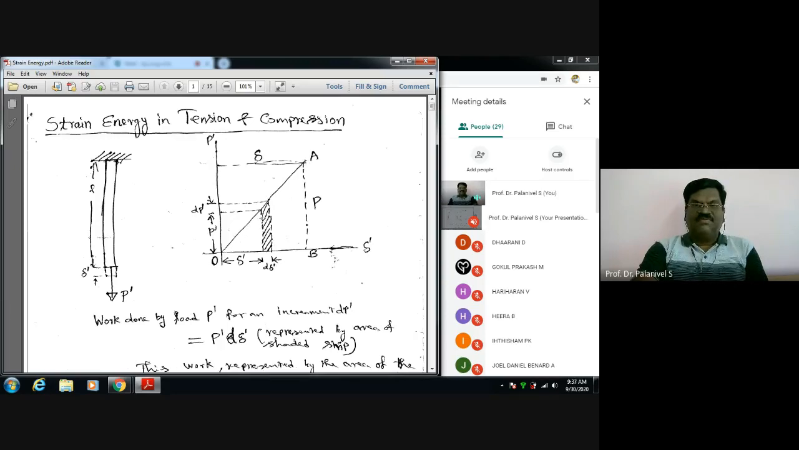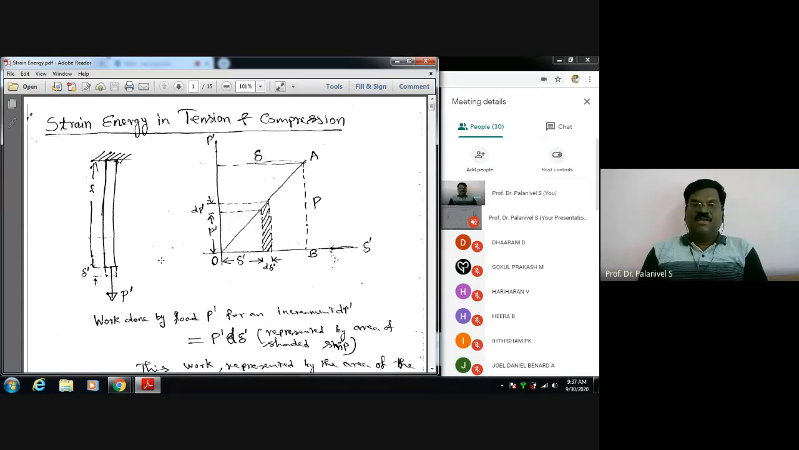Now what happens when you apply load? The force does some work, isn't it? You are applying load, so there is going to be displacement, deformation in the bar. That is the work done. When you remove the load, what happens? If you suddenly withdraw the load, the bar regains its original dimension, original position, original shape again.